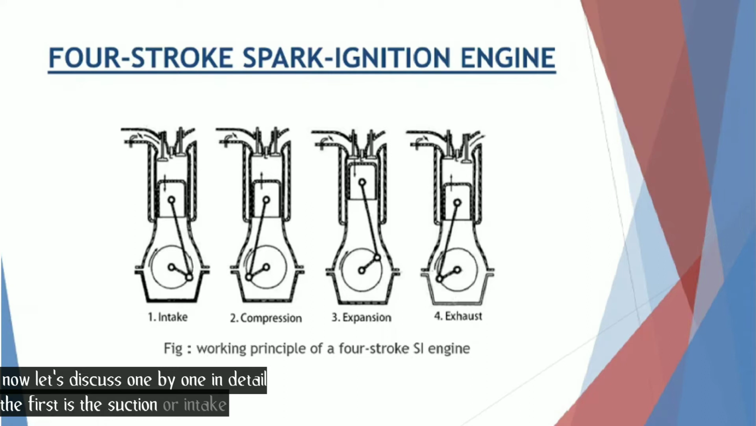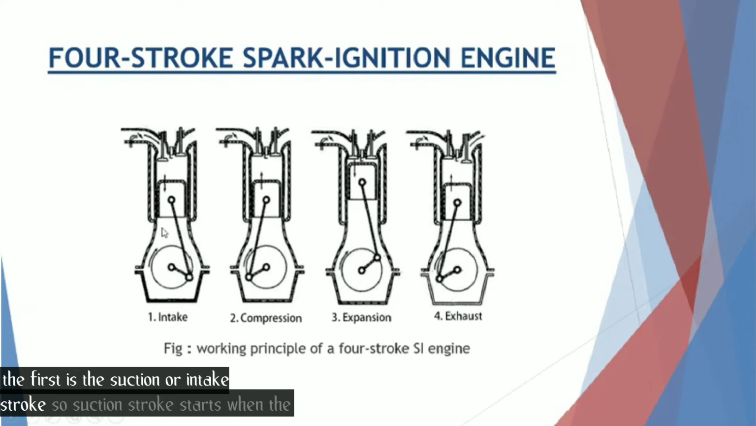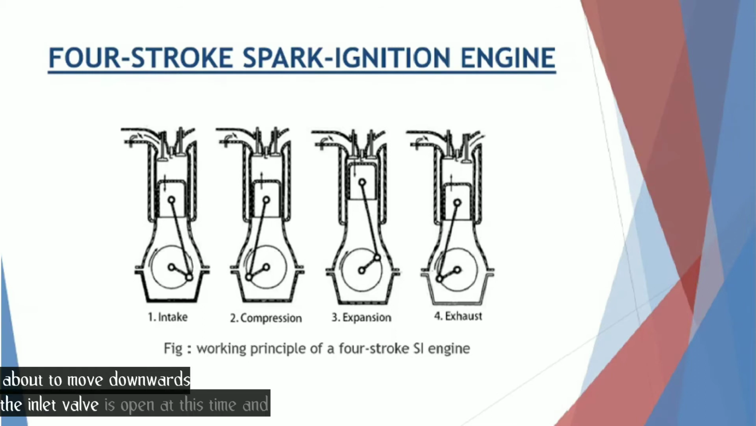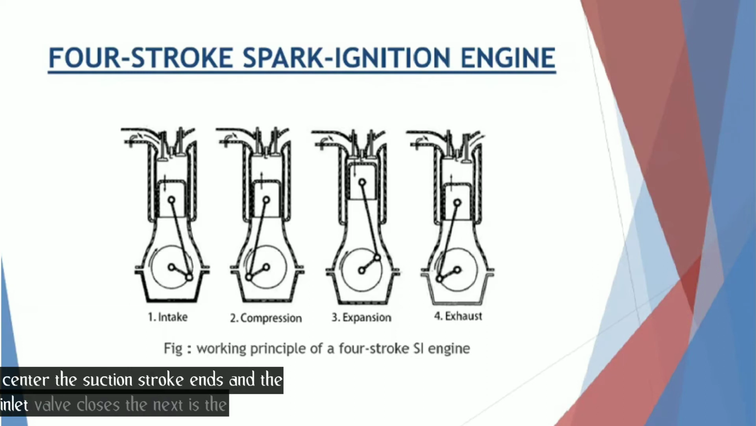The first is the suction or intake stroke. The suction stroke starts when the piston is at the top dead center and about to move downwards. The inlet valve is open at this time and the exhaust valve is closed. Due to the suction created by the motion of the piston towards the bottom dead center, the charge consisting of air-fuel mixture is drawn into the cylinder. When the piston reaches the bottom dead center, the suction stroke ends and the inlet valve closes.